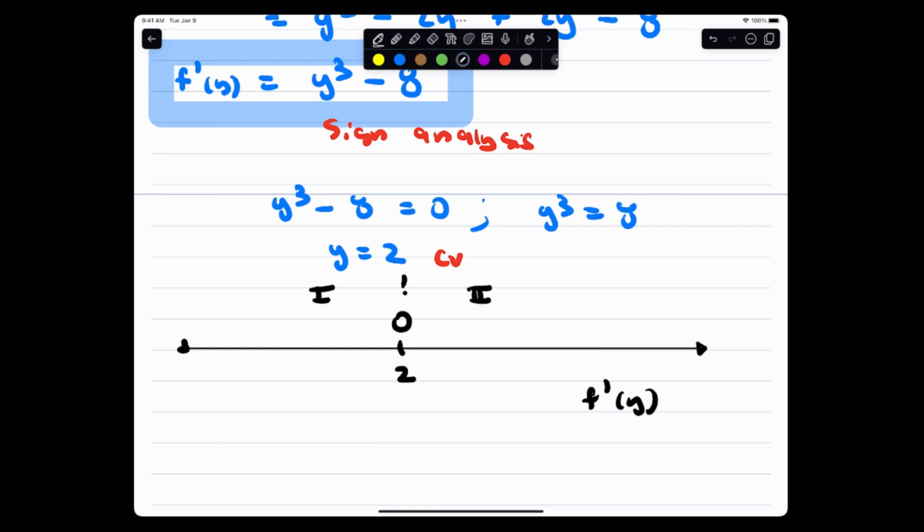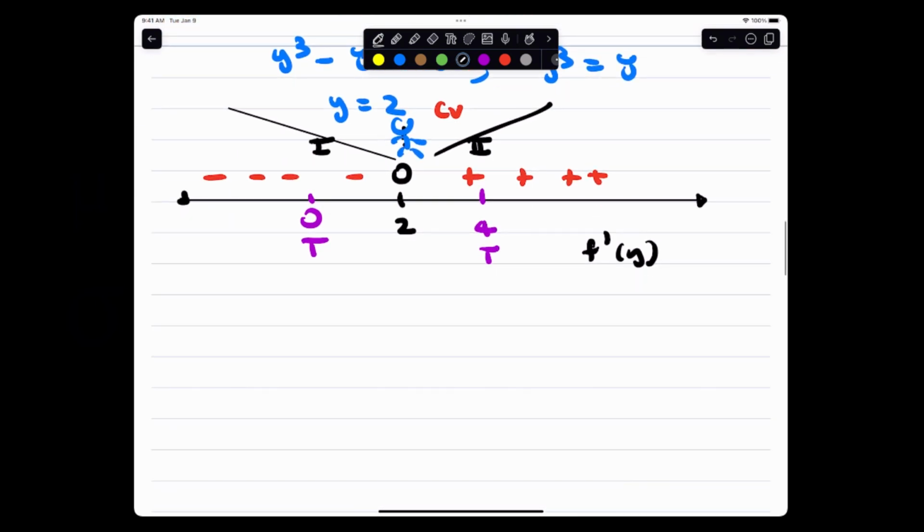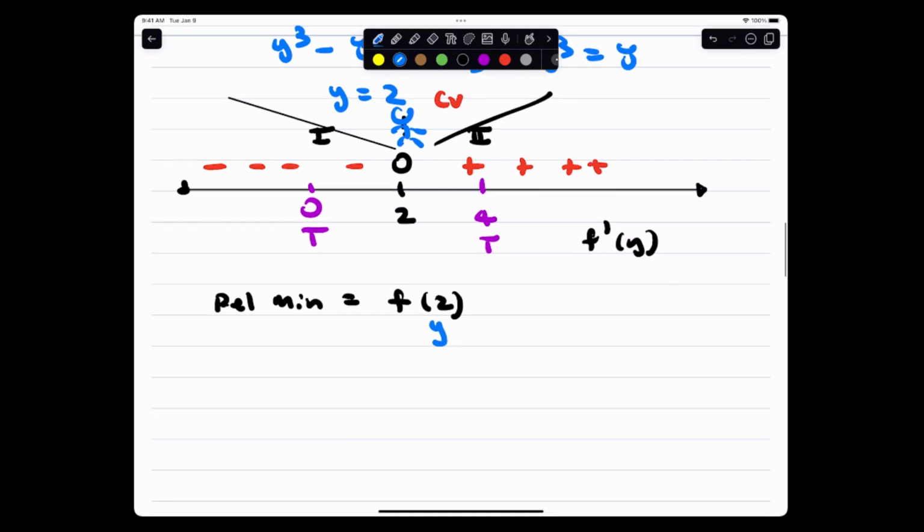Region 1, region 2. Okay, get your test points. Maybe a 4, I don't know. Plug in a 0, it's negative, is that right? Plug in the 4, it's positive. Okay, it's the same exact situation. And ladies and gentlemen, you have the same thing. But where's your relative min at? At 2. So the relative min is really f of 2, but this is the y coordinate here. Okay.